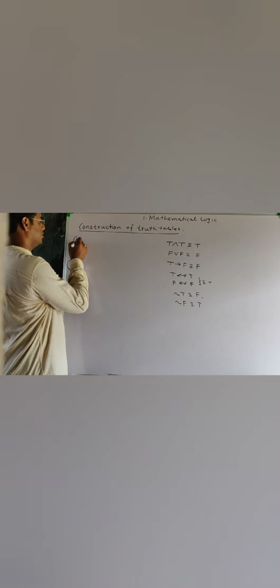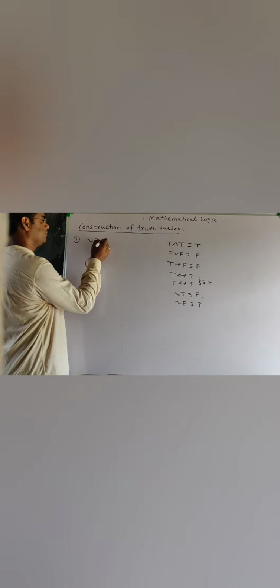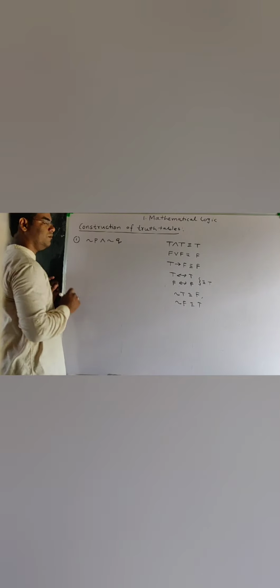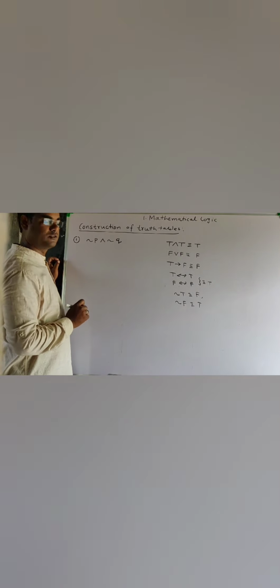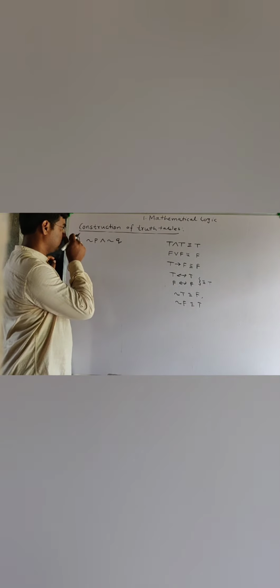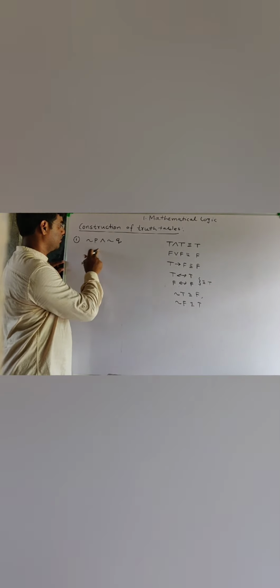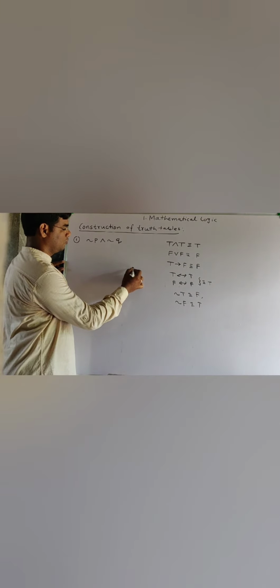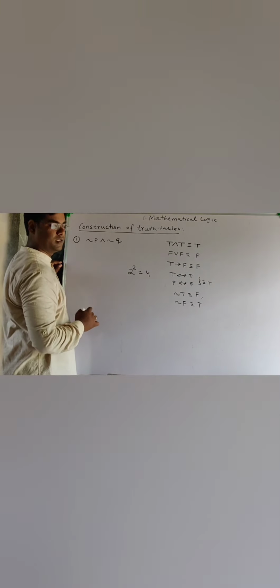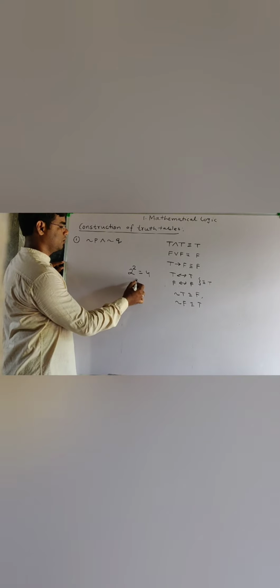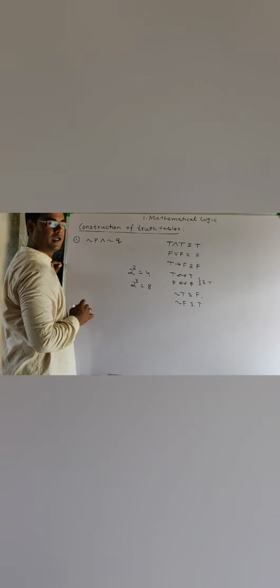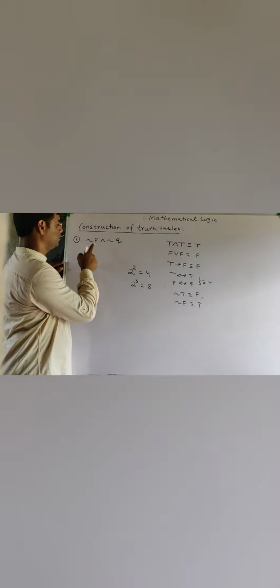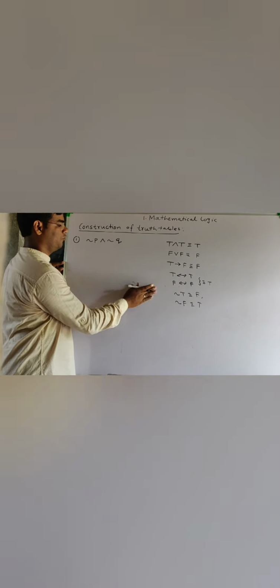Let us take the first example, negation of P and negation of Q. Already we have discussed the number of statements. Here we have two statements, so the number of entries is 2 raised to 2, total 4 entries. If suppose we have 3 statements, 2 raised to 3, then total entries will be 8. So here we have only 2 statements, P and Q, so we will have only 4 entries.